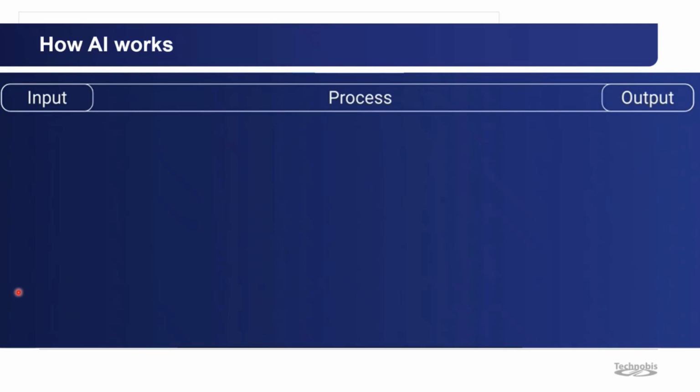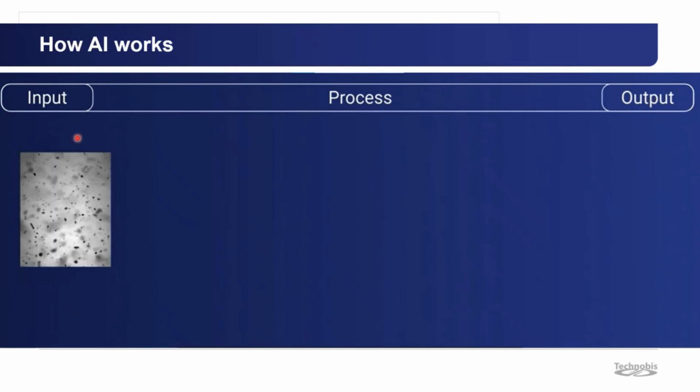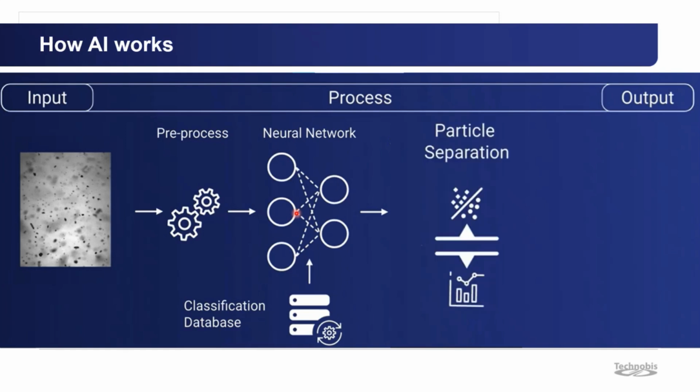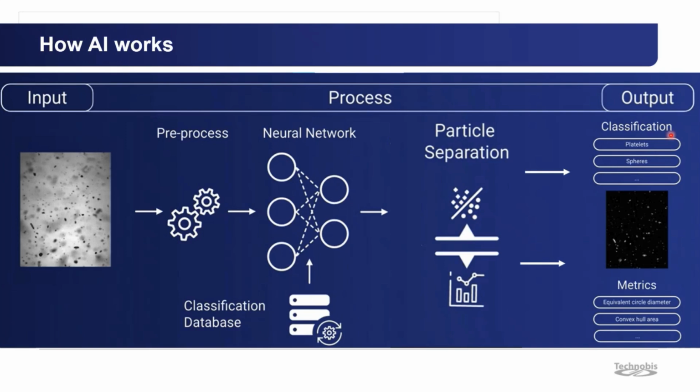So the AI works in real time by taking the images and running them through a pre-processing. This is ensuring that the particles are light enough and detectable. They then get run through the neural network, which is a database of over 5,000 images. That's 1,000 images per crystal habit. The particles are then separated by size and by shape, and then output in their classifications and their metrics.